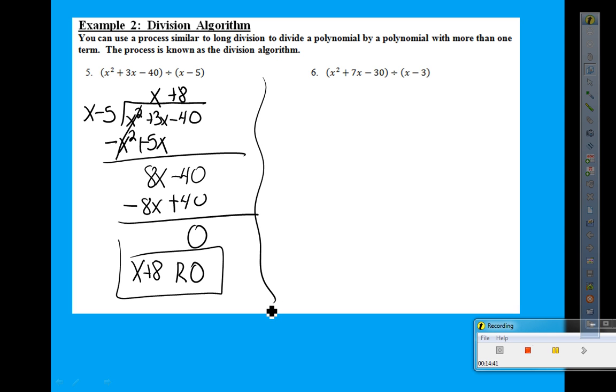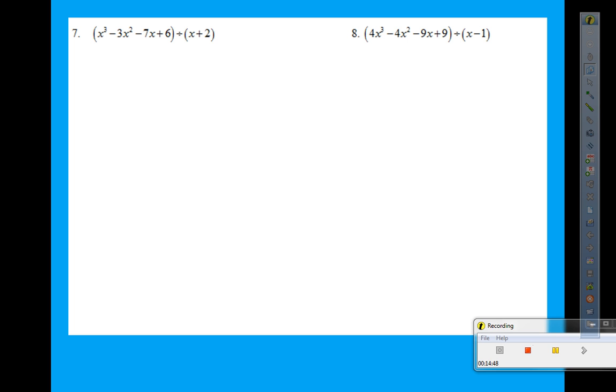I'm going to do another easy one with you. You know, I think I'm just going to jump to number 7. So jump over to number 7 if you would. And I'll show you what we got going. I'm going to have x plus 2 going into x cubed minus 3x squared minus 7x plus 6. So here's the game I'm going to play. X times something is x to the third. Well, that's an x squared. X squared times x is x to the third. X squared times positive 2 is positive 2x squared.